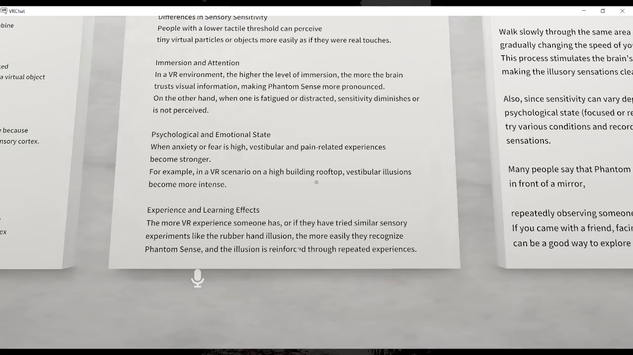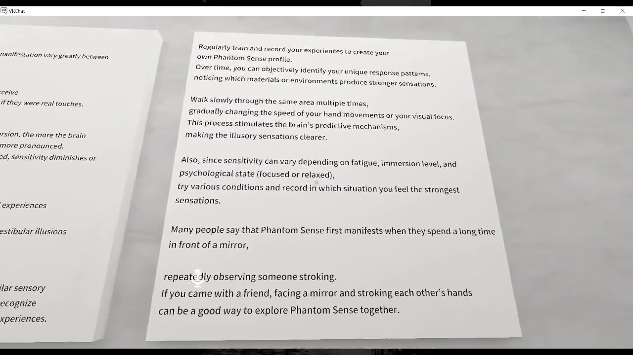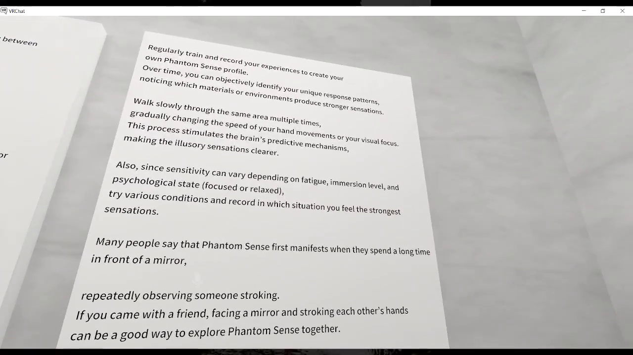Experience and learning effects. The more VR experience someone has, or if they've tried similar sensory experiments like the rubber hand illusion, the more easily they recognize phantom sense, and the illusion is reinforced through repeated experiences. Regularly train and record your experiences to create your own phantom sense profile. Over time, you can objectively identify your unique response patterns, noticing which materials or environments produce stronger sensations.